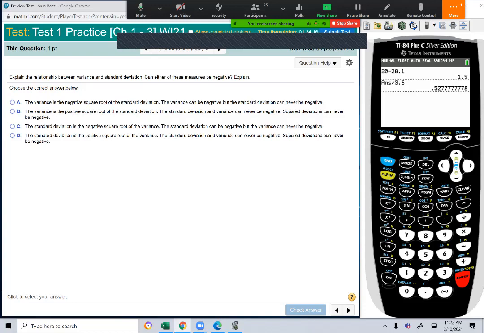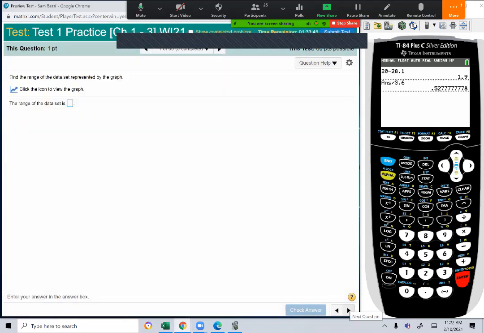Explain the relationship between variance and standard deviation. What's the relationship, guys, between variance and standard deviation? The variance is the square of the standard deviation. And the standard deviation is the square root of the variance. No negative here. The standard deviation is the positive square root of the variance. The standard deviation and the variance can never be negative, yes. So that's D.